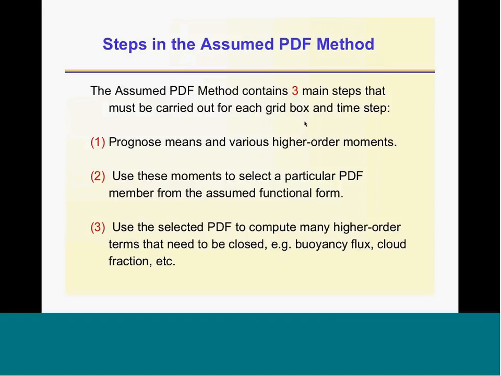The assumed PDF method contains 3 main steps that must be carried out for each grid box and time step. First, we need to predict the means and various higher order moments, and perhaps we don't need to predict the higher order moments. We can perhaps diagnose them. Once we have estimates of these moments, they allow us to select a particular PDF from the assumed functional form. And what that functional form is is a very important aspect of this approach. Then we use that selected and specific PDF to compute higher order terms that may be used, and we use it to calculate things that we need to estimate the turbulent kinetic energy and the cloud fraction, cloud liquid water, and so on. So it ties together the turbulence and the cloud scheme.